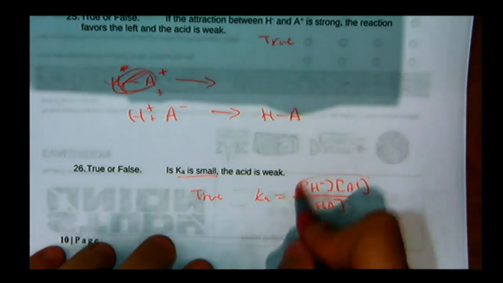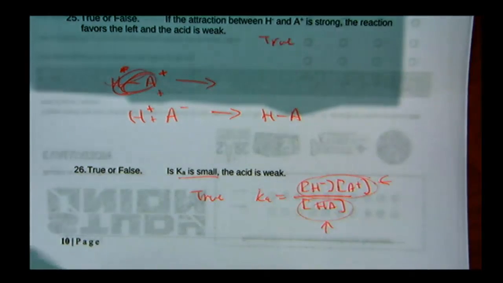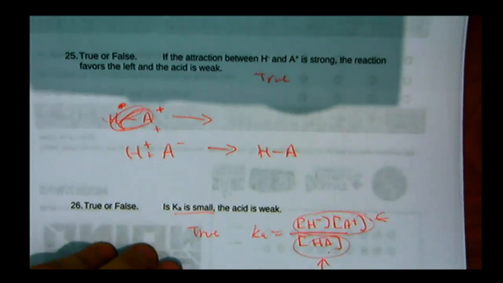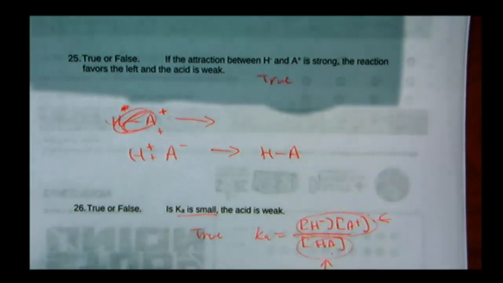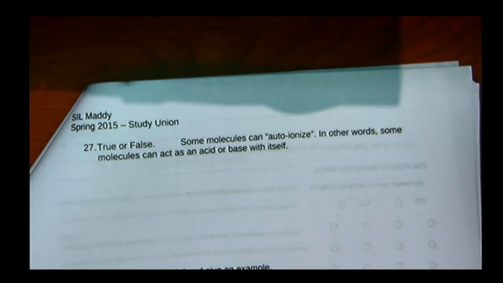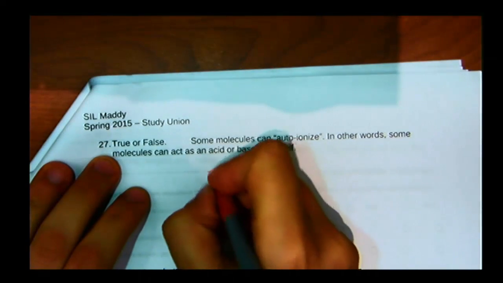Some molecules can auto-ionize. In other words, some molecules can act as an acid or a base with itself. True or false? This is true because water can act like an acid or base with itself, which is something to note. So true. Look at water. Water does this. It turns into H3O and OH negative, either way. And define amphoteric and give an example. Amphoteric is a molecule that can do what? Yeah, it can be an acid or base with itself. And an example would be water, because we just did that.